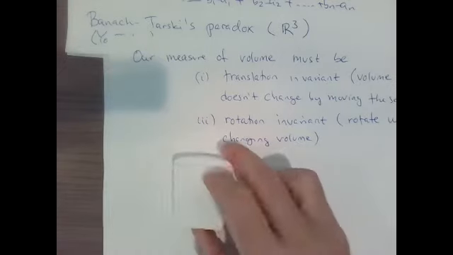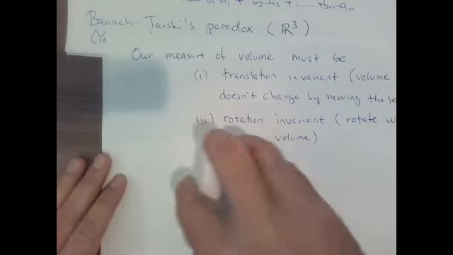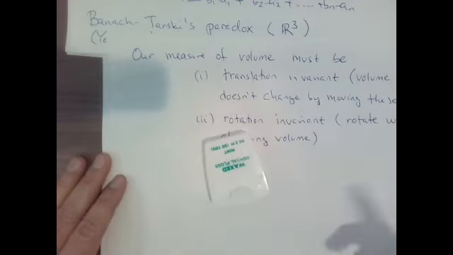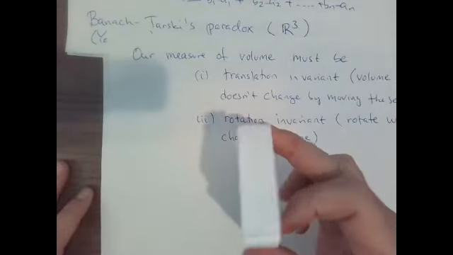I should be able to, first, translate it, and then I should be able to rotate it however I want, upside down, turn around, whatever you want to do. This should not change the number that I have assigned as its volume.